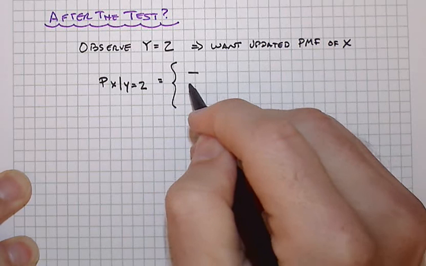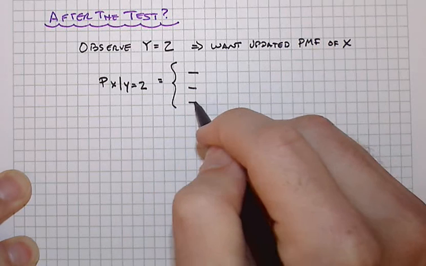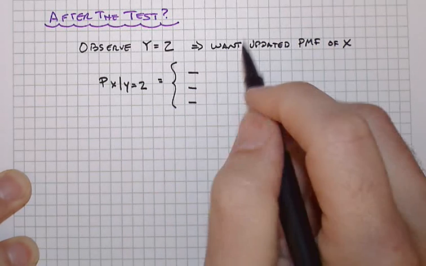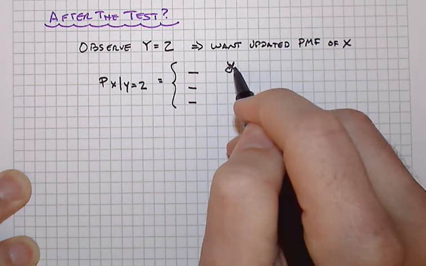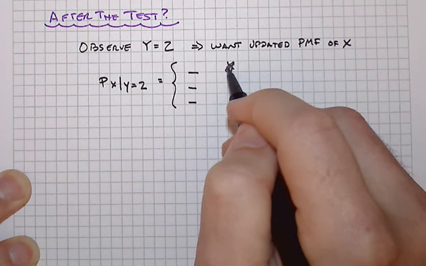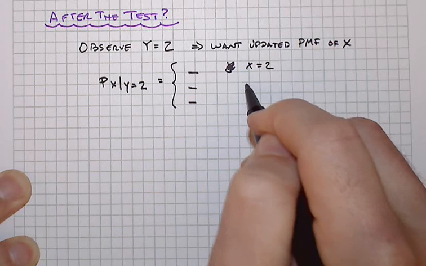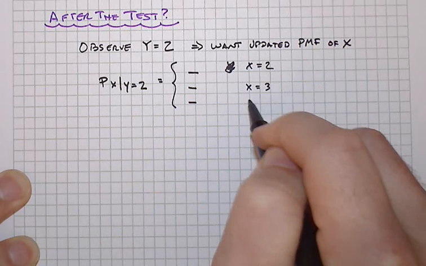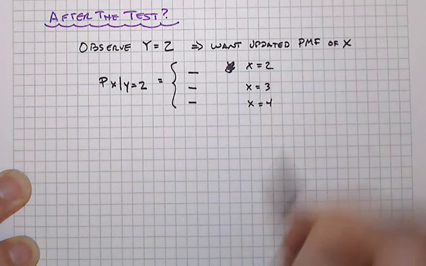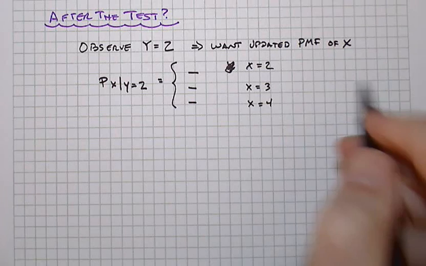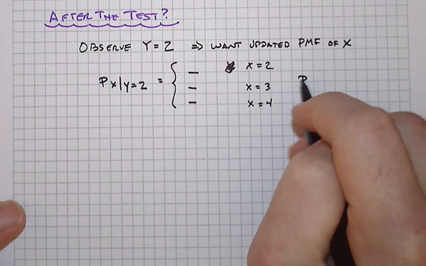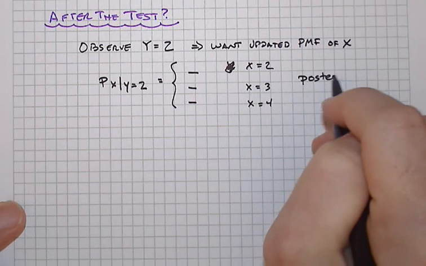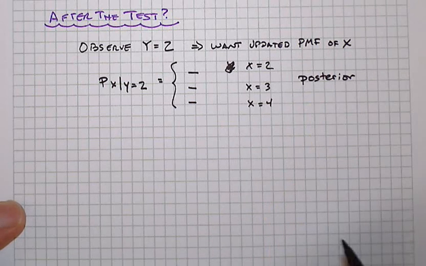So we're looking for 3 specific values here, and right now I've just represented them as dashes for x equal to 2, x equal to 3, and x equal to 4, given that we've observed a test result. And these are called posterior results, after the test.